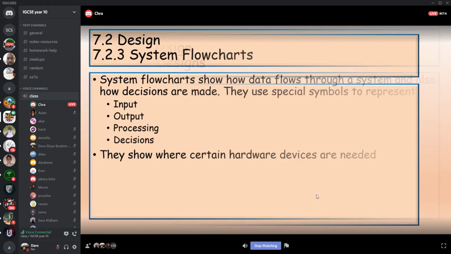So validation takes place at the time of data entry, whereas verification takes place after data entry. And I'm going to explain what that means as well. We have different types of validation: range check, length check, type check, format check, presence check, check digit, lookup check, and then consistency check.